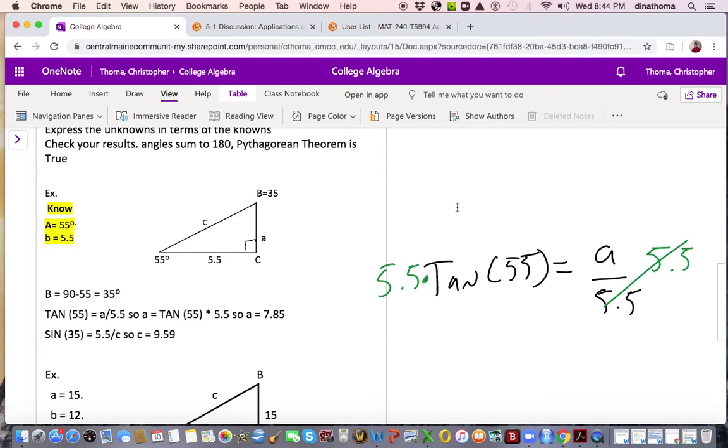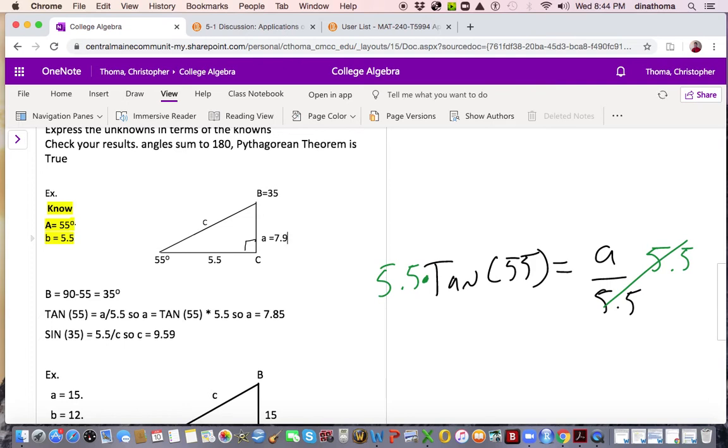Then I go to my calculator and type tangent of 55 times 5.5, and I get the answer 7.85. So now I know little a equals 7.85. Since my given values were rounded to one decimal, I'll keep the same, so we'll call this 7.9.